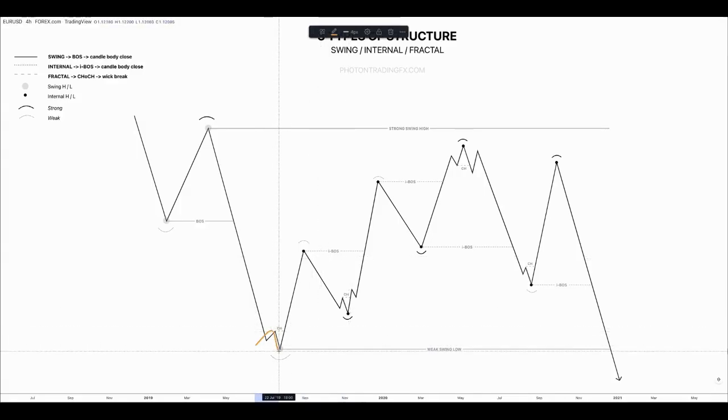So change of character signals the start and end of the internal pullback, right? So again, we get another bullish change of character. That signals the start and end of this pullback. Now we're ready to take out the weak high. Then we actually get that IBOS. Okay, now we're starting to see that structure form. We're getting the swing pullback. Again, we pull back, we come to the downside, and then we get a continuation of that bullish internal structure, okay?